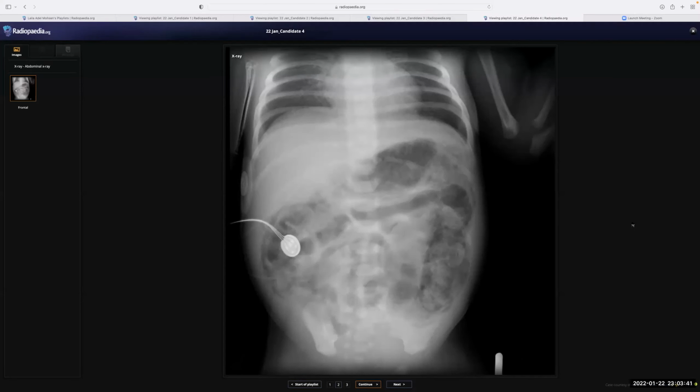So for this X-ray, for this presentation, my suspicion will be necrotizing enterocolitis, and I will phone the referring neonatologist about the condition, so that they can manage the case as early as possible.